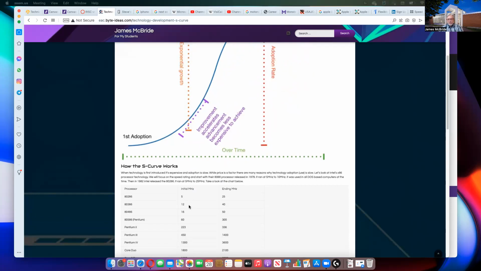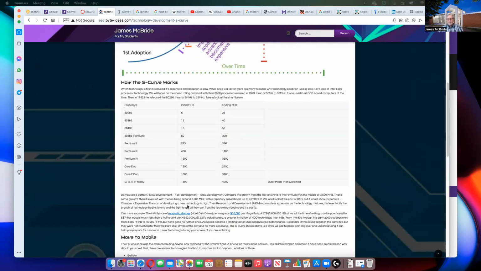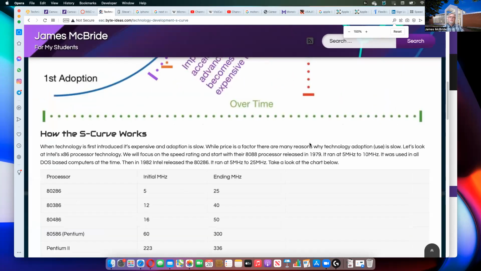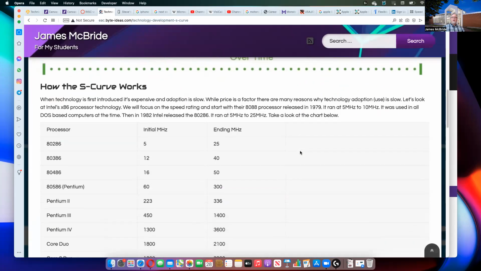And so I actually, let me expand this out now, if I can. Oh, it switched screens for me, which is not nice. So it's hard to see the S curve now because it's huge. But down here, I talk about processors.